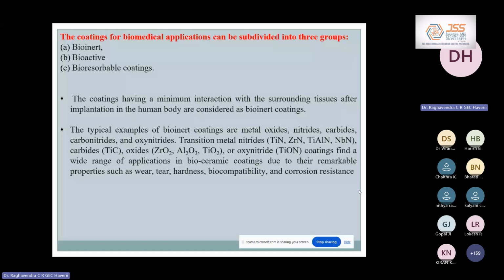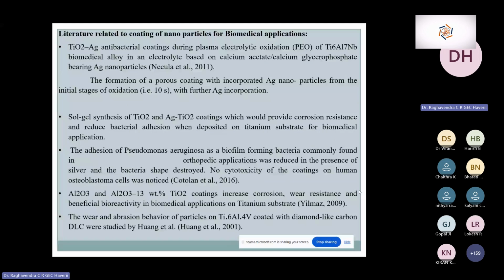Now, let me go through two or three literatures where they have used titanium oxide and silver coatings, which have been effective as antibacterial coatings during plasma electrolytic oxidation. The substrate is a titanium, aluminum, and niobium biomedical alloy, used in an electrolyte based on calcium acetate, or maybe calcium glycerophosphate, bearing silver nanoparticles.